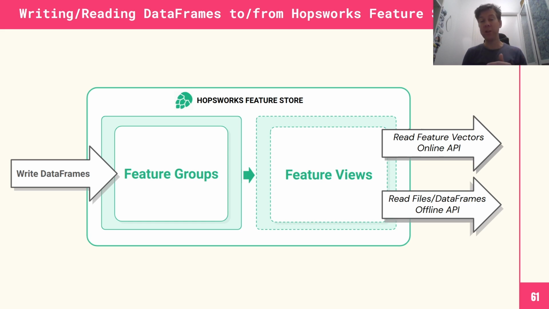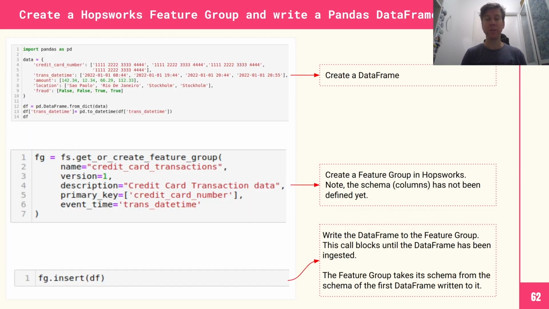And once we've created a feature view, we can then read data frames from that feature view. That can be what we call the offline API. It's going to read large volumes of data, potentially for training or for batch inference. But we can also read individual rows or feature vectors for our online models, and that's what we call the online API. It's a low latency API for retrieving these feature vectors.